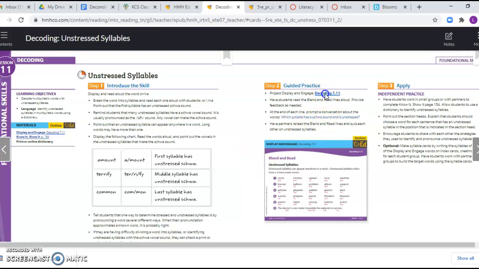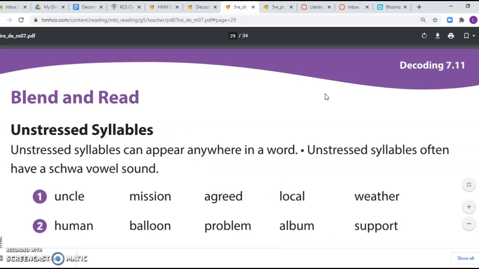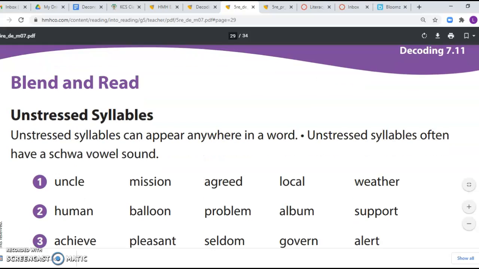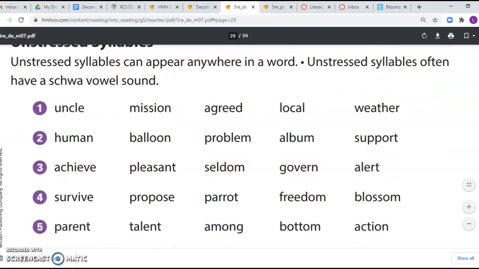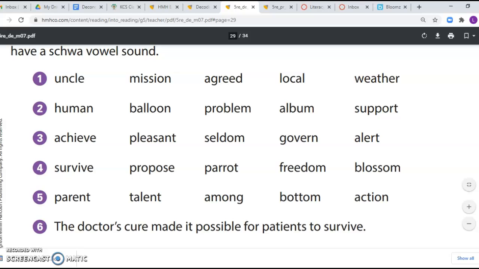So I'm going to pull up this chart here. And remember, we're looking at unstressed syllables, and they can appear anywhere in a word. They often have that schwa vowel sound. Let's take a look at this very first line together. I'm going to read the first line, and then I'm going to go back and look at them, and discuss them with you and show you my thinking out loud. The very first line has uncle, mission, agreed, local, and weather.